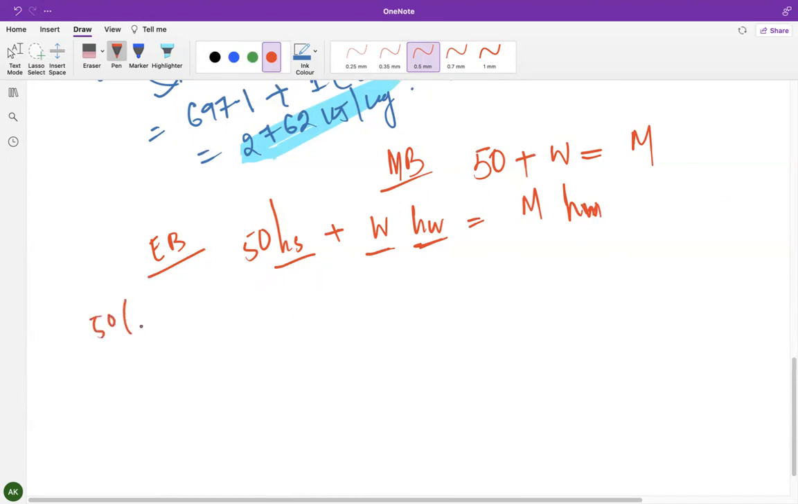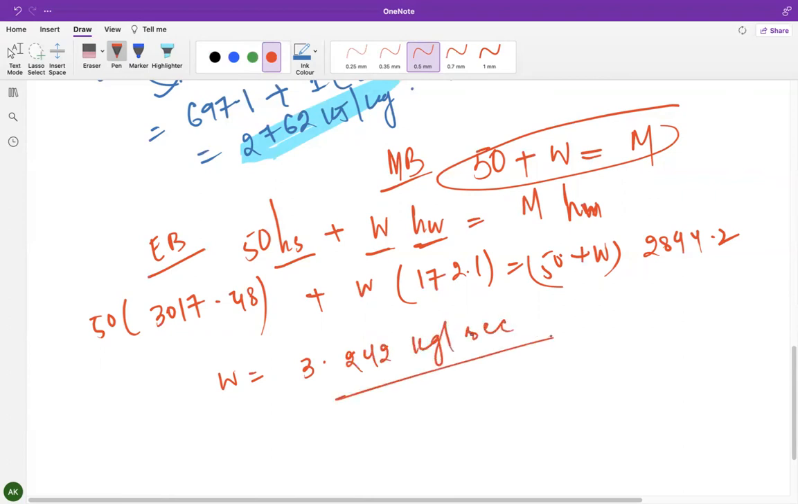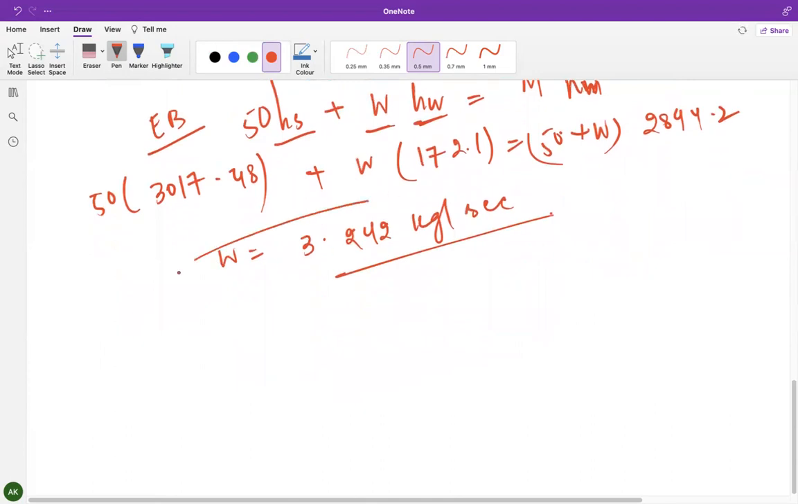So this is 50 multiplied by 30.1748, the enthalpy of steam, plus flow rate of water into enthalpy of water. What is the mixture? Mixture is 50 plus W, right? This is the flow rate of mixture into the enthalpy of mixture. On solving this, we get W as 3.242 kilojoules per second. Okay. So this is the flow rate of water.